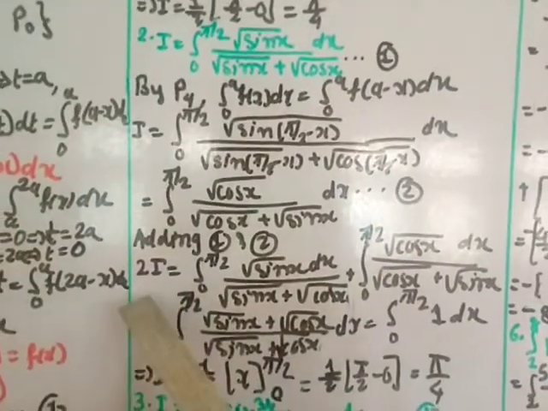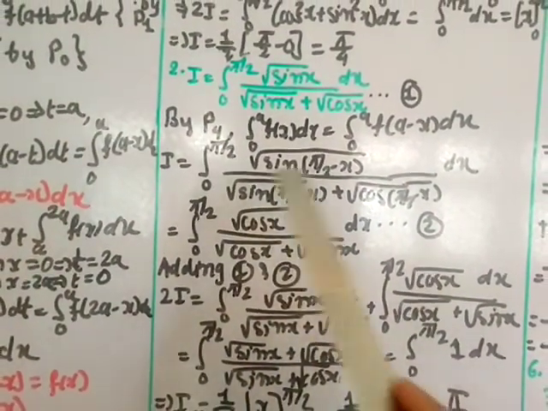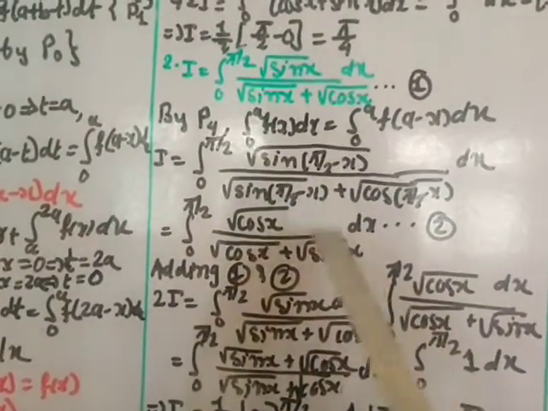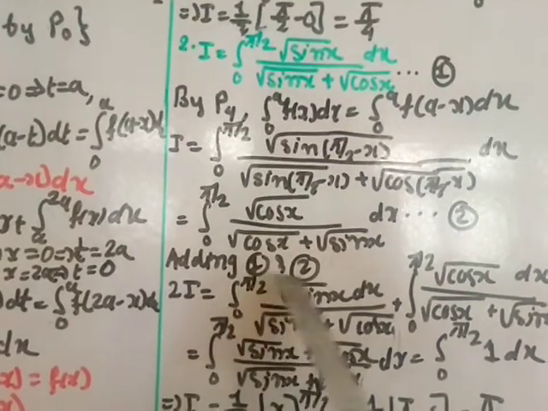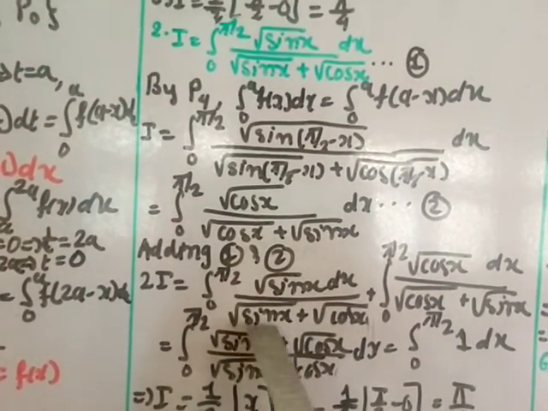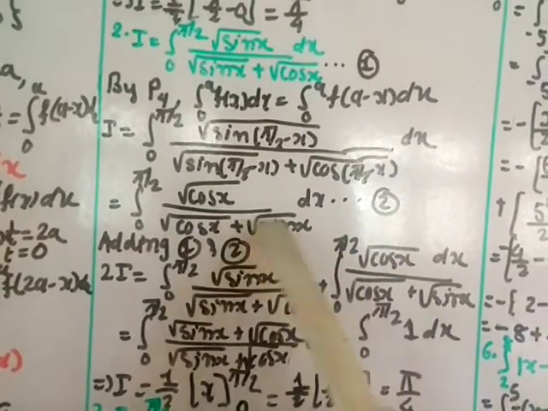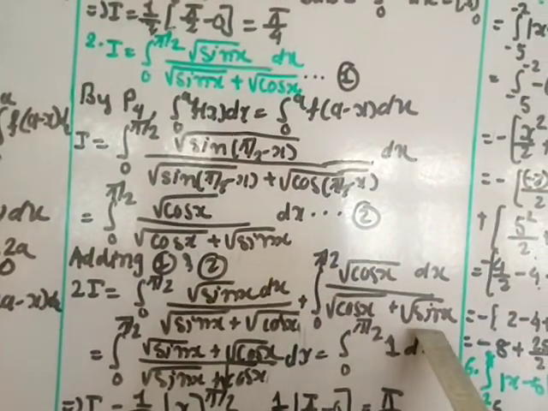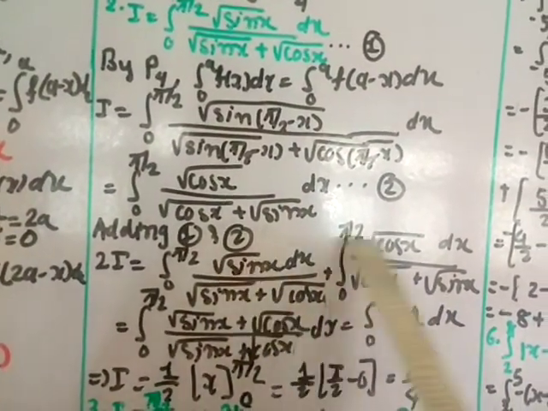When you add, this side becomes I plus I, which gives 2I, and the right side becomes this one plus this one. So integral 0 to pi by 2 square root of sin x dx divided by square root of sin x plus square root of cos x, plus integral 0 to pi by 2 square root of cos x divided by square root of cos x plus square root of sin x dx. The integral is the same, so take it out. The denominator is the same, so just add the numerators.